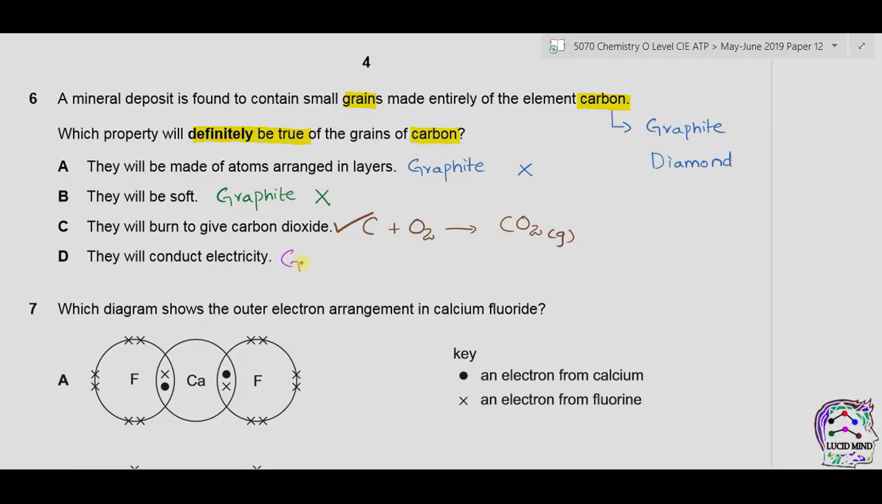Now we know that graphite is a good conductor while diamond is a bad conductor, so therefore this statement is only true for graphite and it is untrue for diamond. The only option that is true for both allotropes of carbon is C.